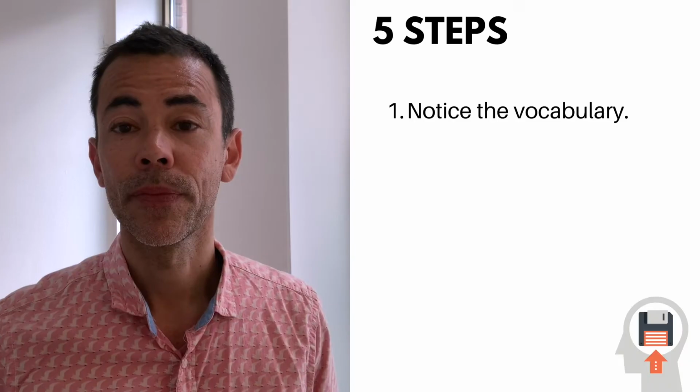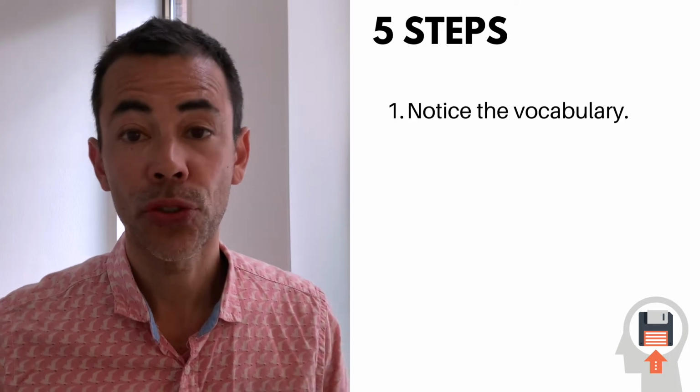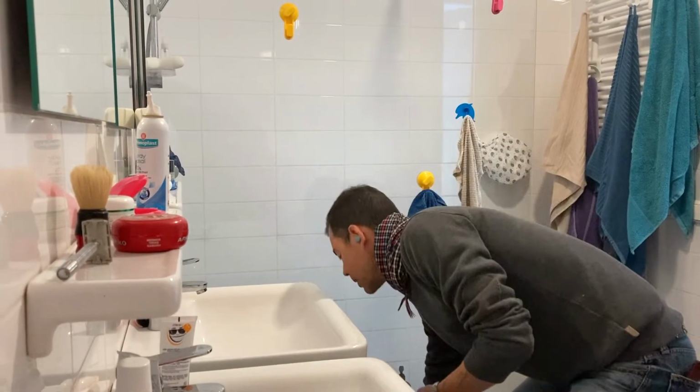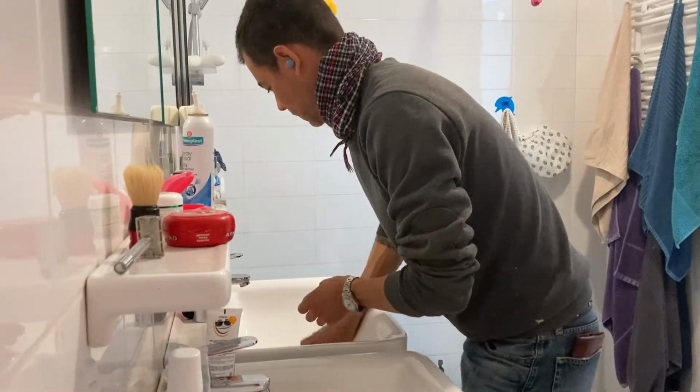Step 1. Notice the vocabulary. Notice the word. Imagine you're on the way to work, you're listening to a podcast in English, or you're sitting down watching a Netflix show, a YouTube video, or you're reading a book or a blog, or maybe you're cleaning the bathroom, like I am here. You've created a situation where your mind is in learning mode. Now this is an important moment. You've noticed the word. It's made an impression on you. It has some kind of significance.